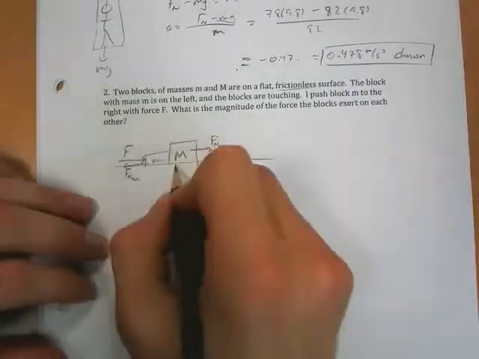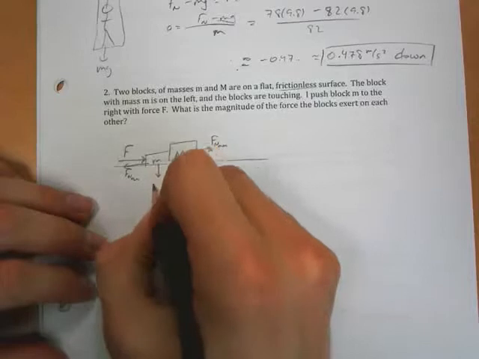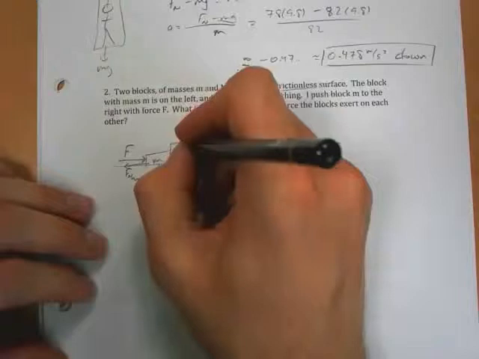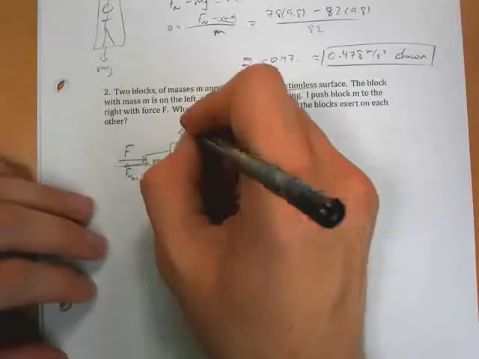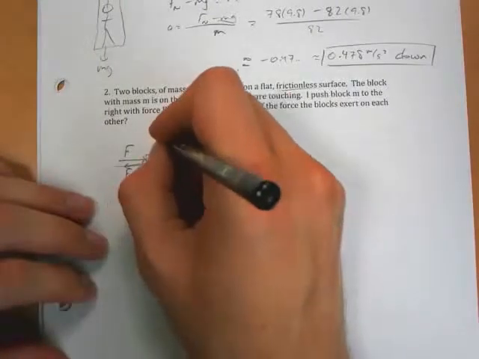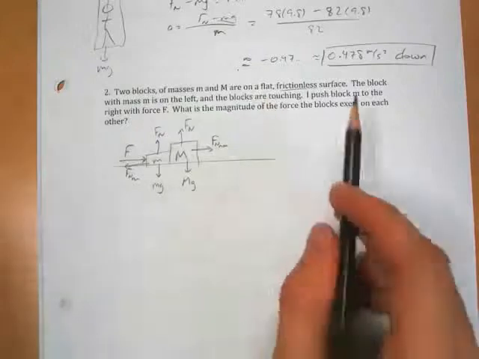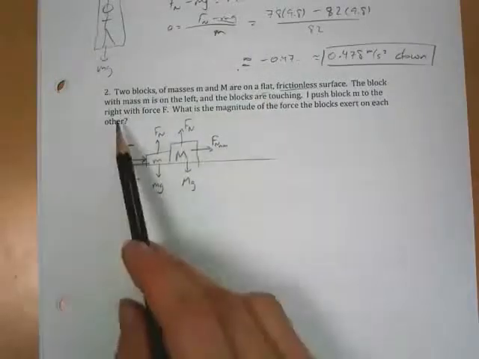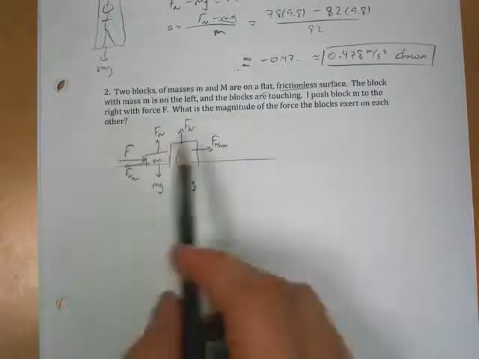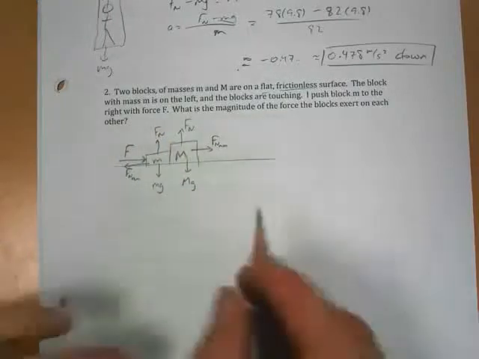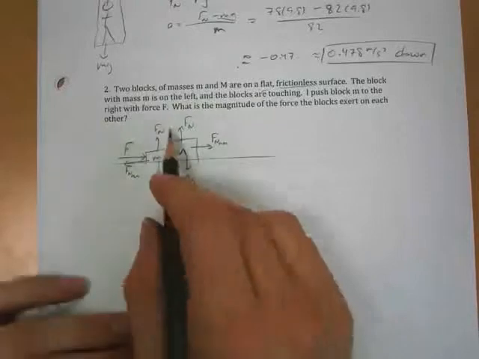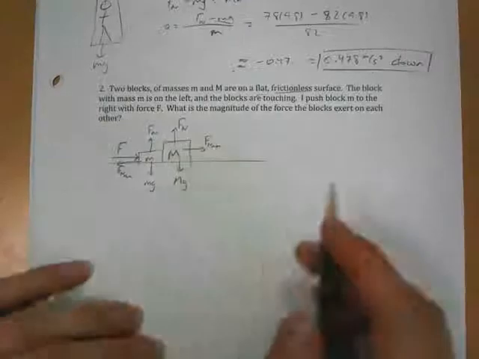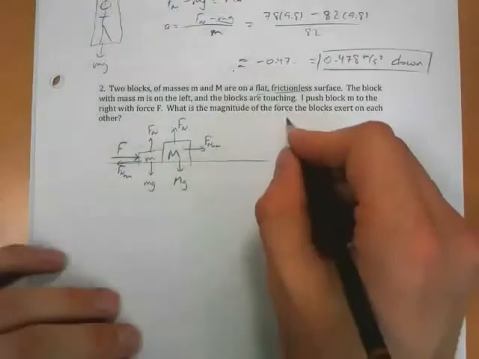Now, there are other forces acting on these blocks. On each of them, we have gravitational force and we have a normal force. However, since they're on a flat surface and they're staying on the surface, we don't actually care about what's going on in the y direction, but we could write normal force equals mg for each block and figure that out. So what we really care about is the x direction.